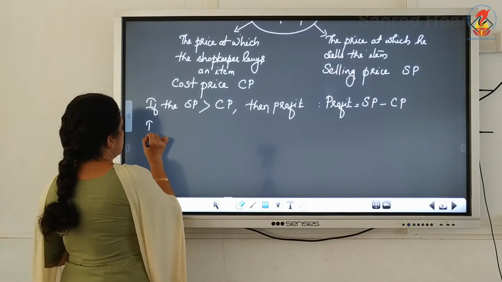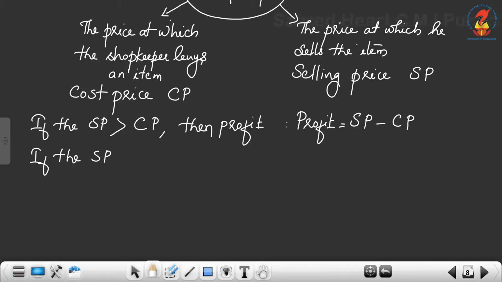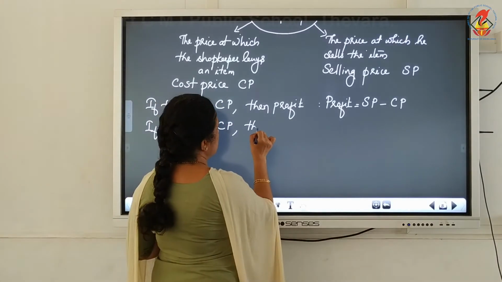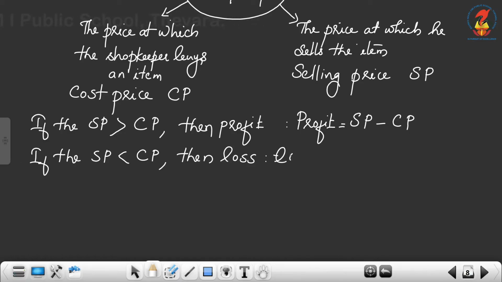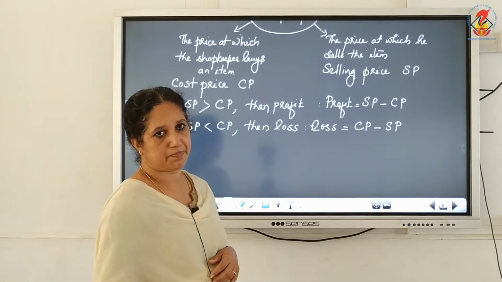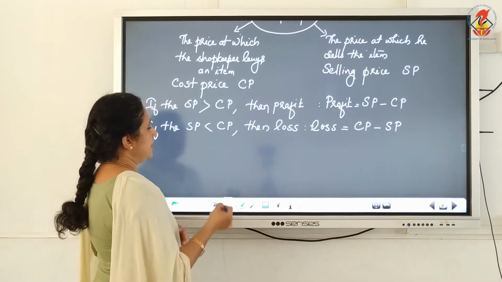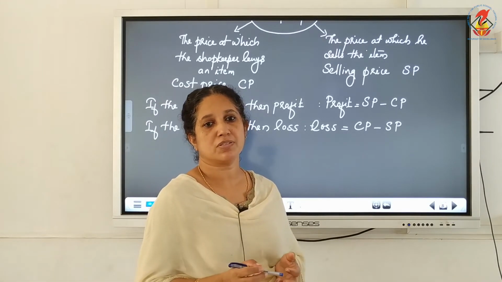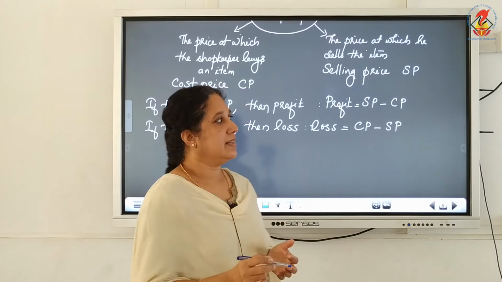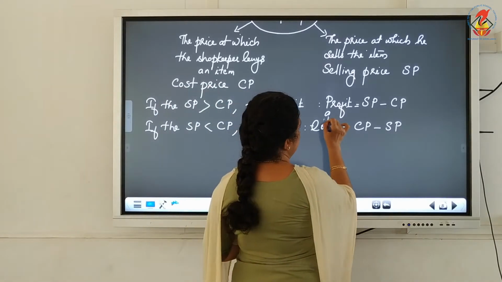Then if the selling price is less than cost price, loss occurs, and loss is equal to CP minus SP, cost price minus selling price. Then if the selling price and cost price are equal, what we can say? There is no loss, no profit. Now another name for this profit is a gain.